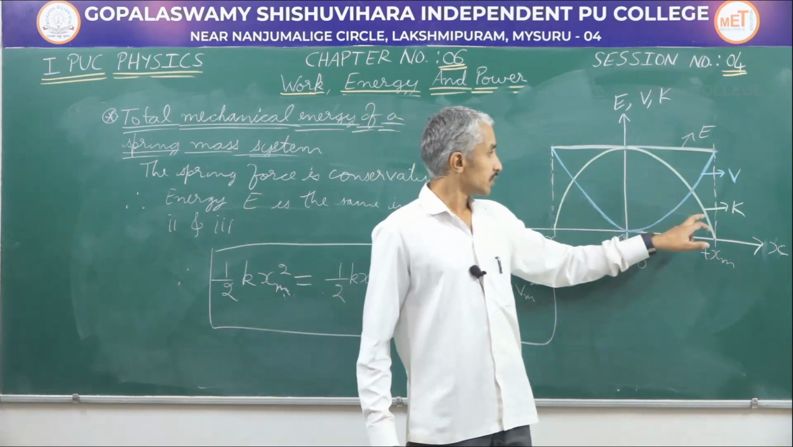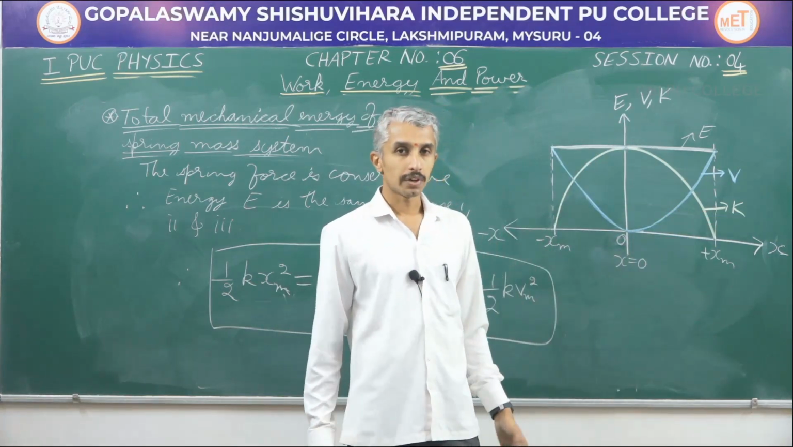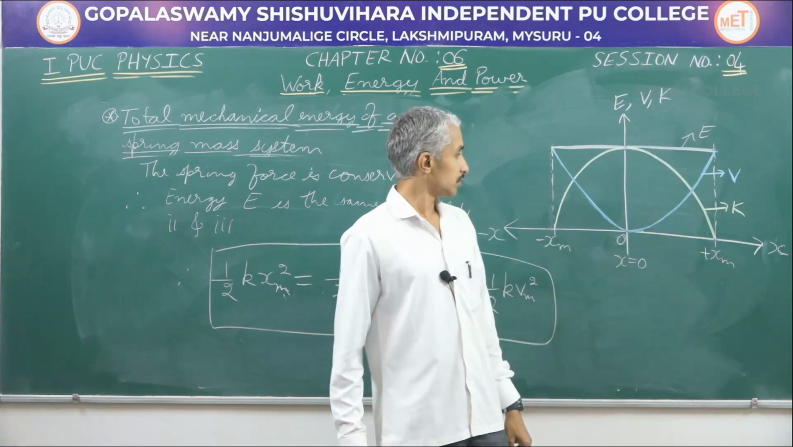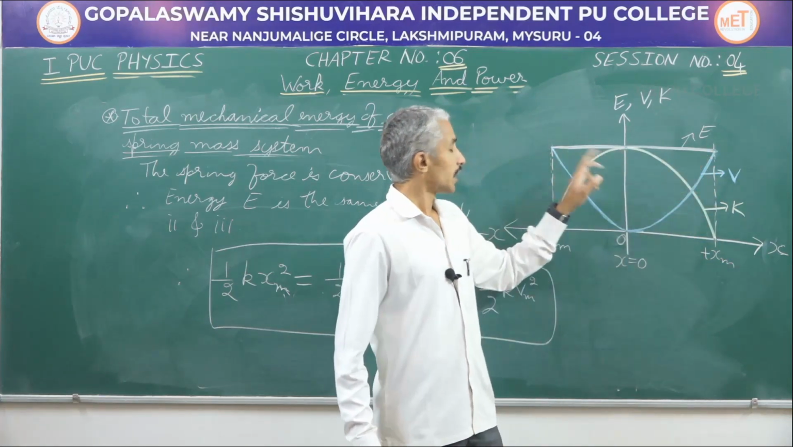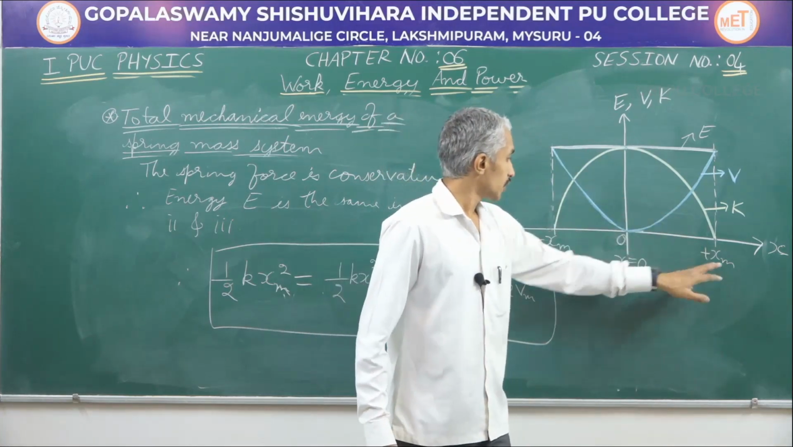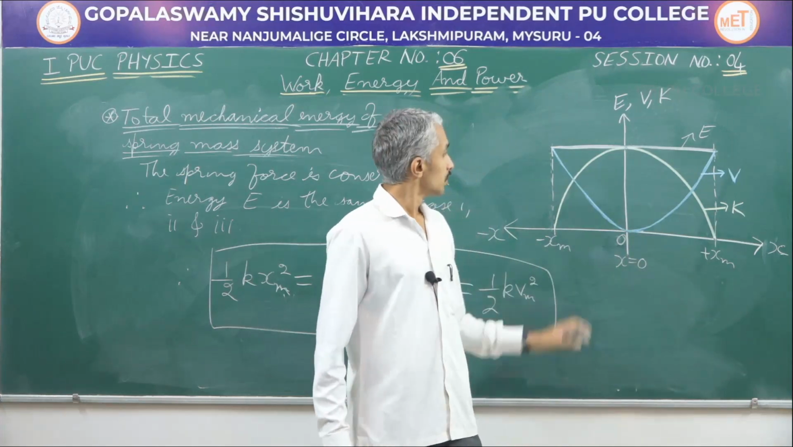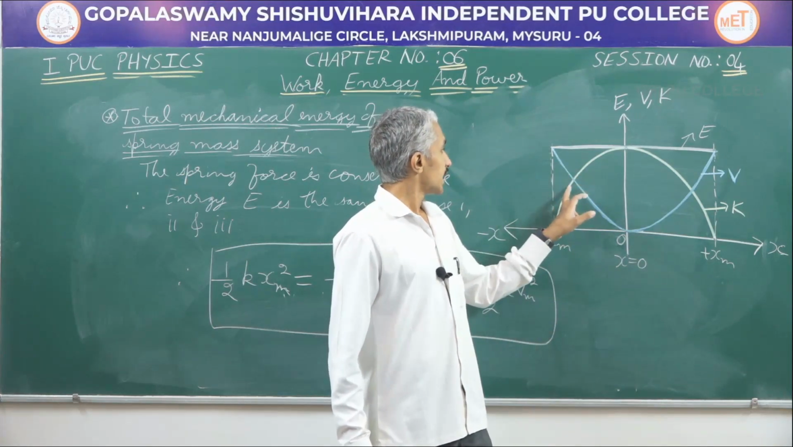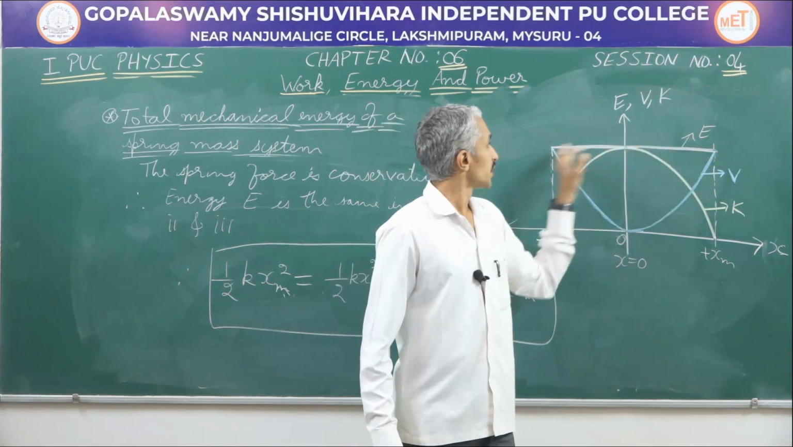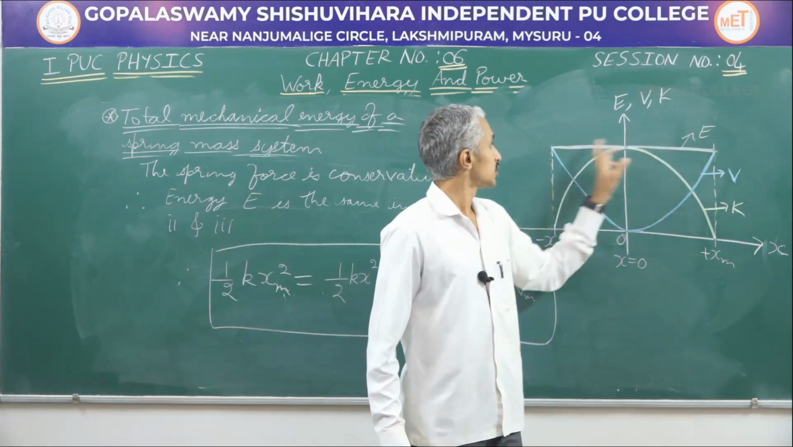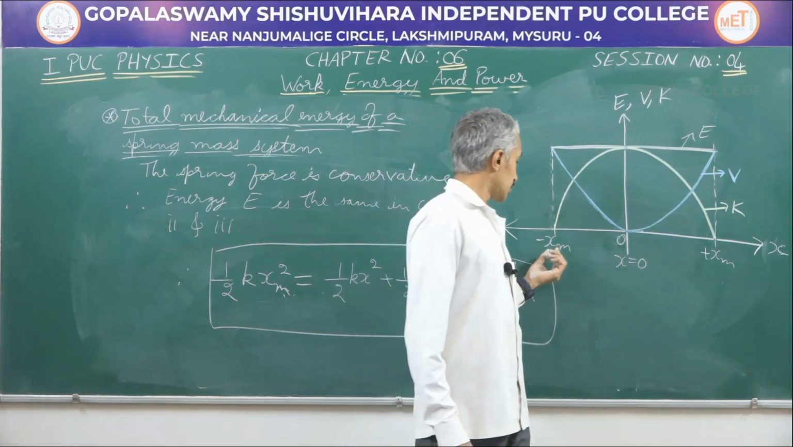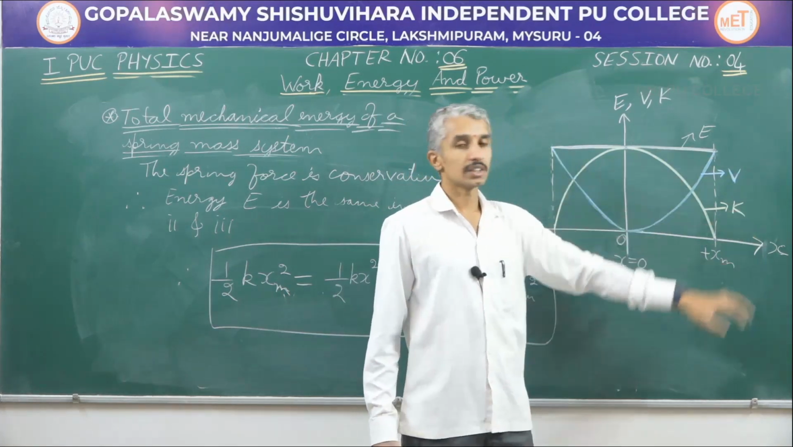At the mean position, the kinetic energy is maximum, and at extreme positions, kinetic energy reaches 0, whereas potential energies are maximum. But anywhere between minus xm and plus xm, the sum of the kinetic energy and the potential energy is a constant, and it is the total mechanical energy. This white line is depicting that the total mechanical energy of a spring mass system oscillating between minus xm and plus xm is always a constant.